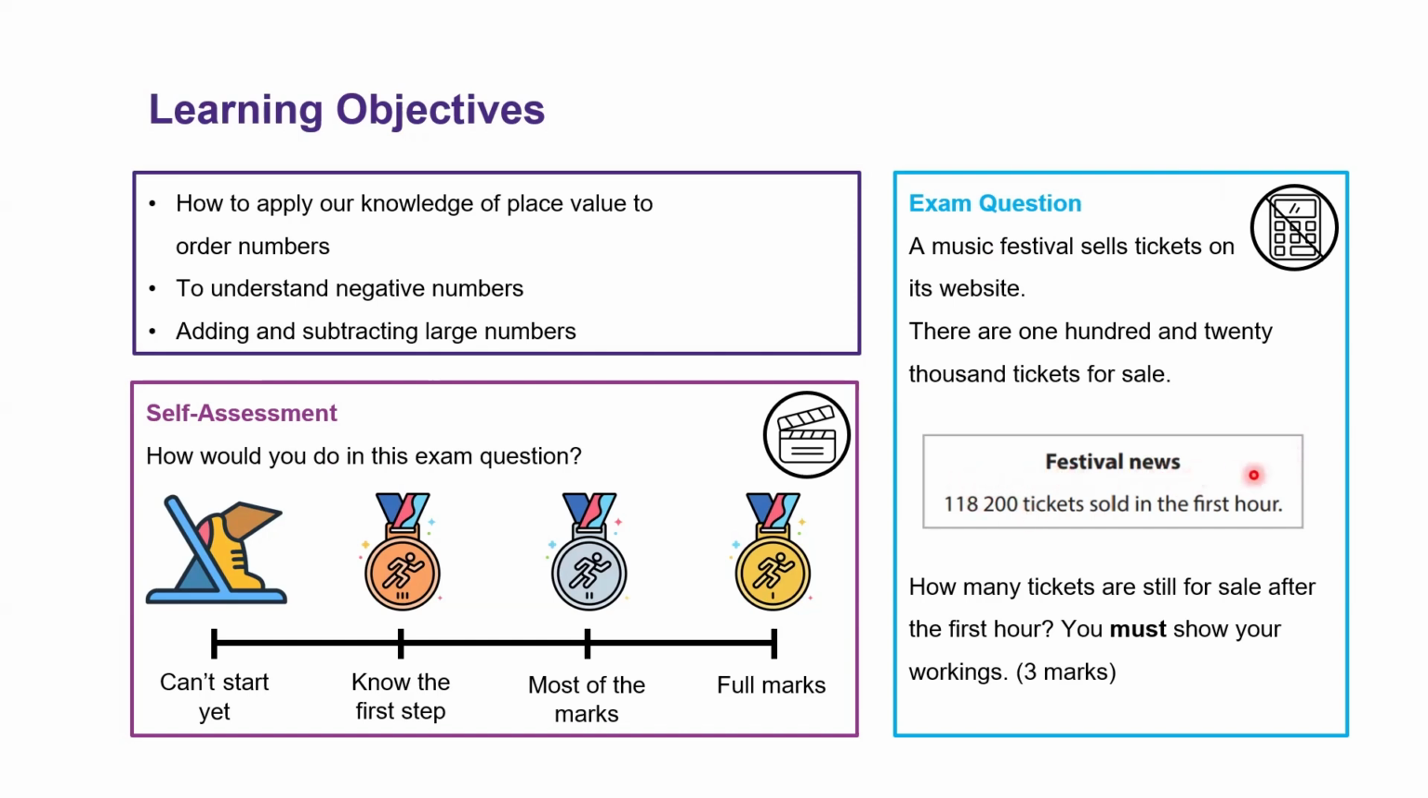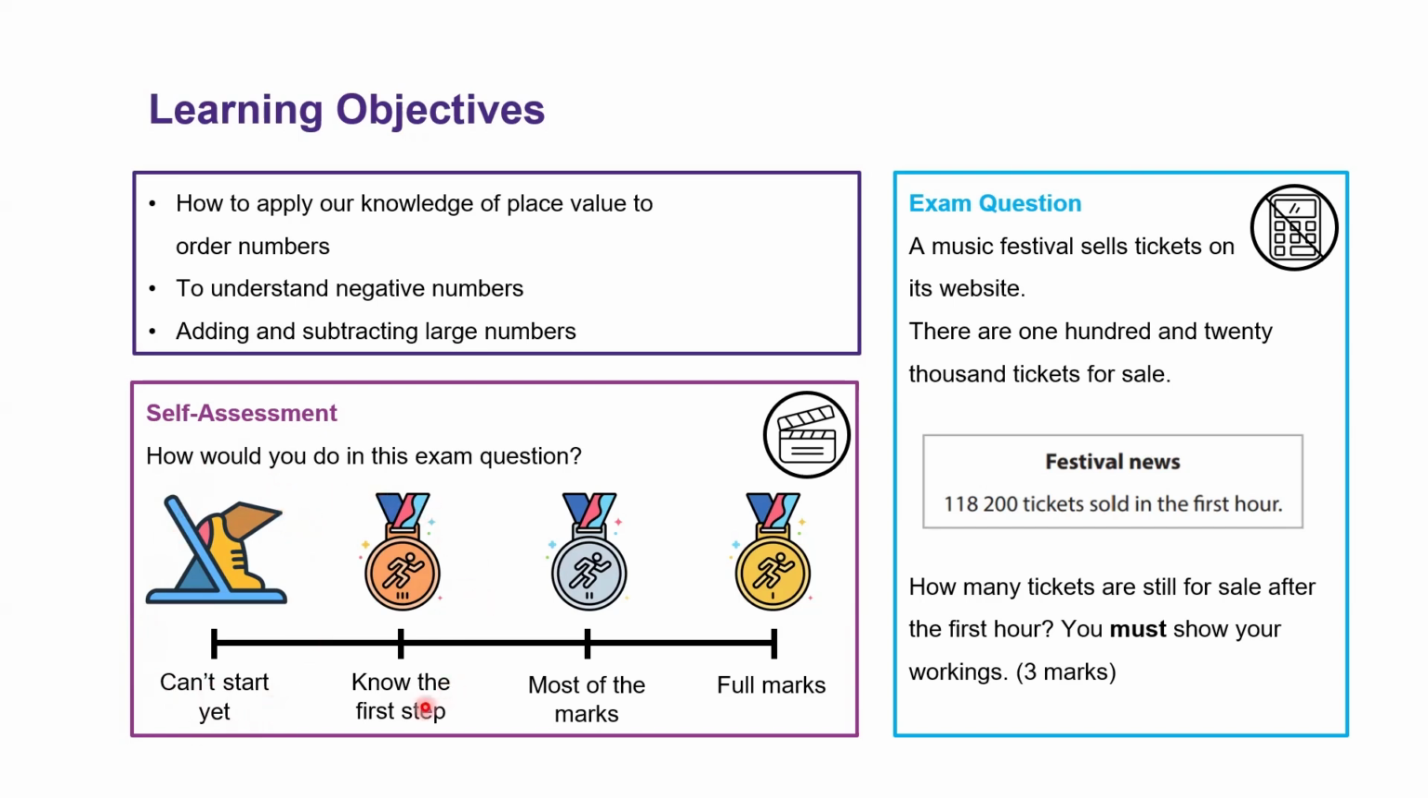118,200 tickets were sold in the first hour. How many tickets are still for sale after the first hour? You must show your workings. This is a 3-mark question. Now, where are you with this exam question? Would you be able to get off the starting block?